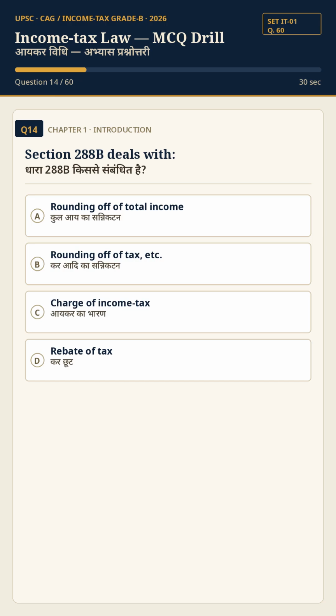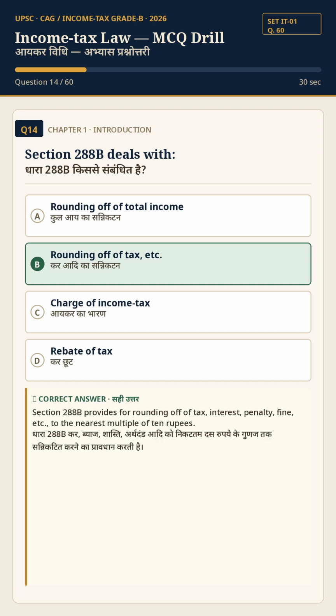Question 14. Section 288B deals with: Option A, rounding off of total income. Option B, rounding off of tax, etc. Option C, charge of income tax. Option D, rebate of tax. The correct answer: Explanation. Section 288B provides for rounding off of tax, interest, penalty, fine, etc. to the nearest multiple of 10 rupees.